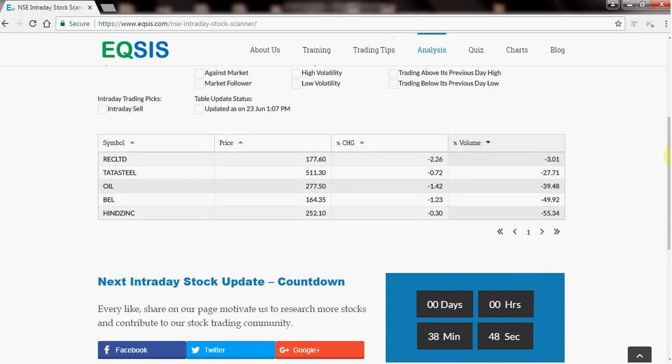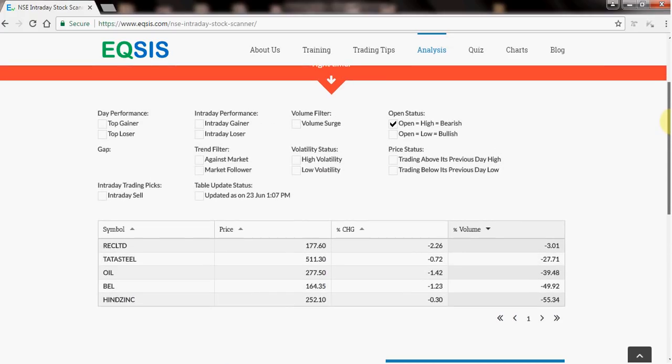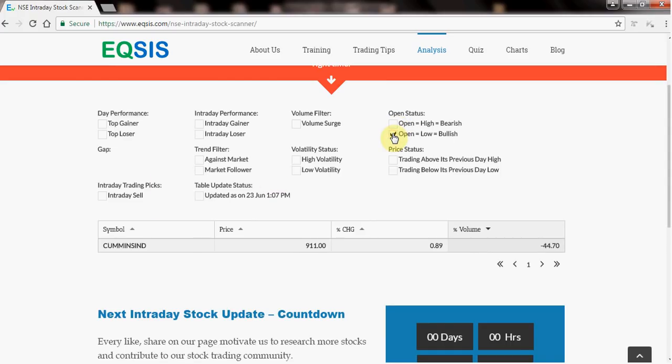RECL looks open high. Tata Steel today open high. And Oil, BEL and Hindustan Zinc, all are open high scenario stocks today. Okay, and we also see some open low stocks. Cummins India is the only stock today that formed open low. It's a kind of bullish, but today market is completely negative. So it's not wise to look at long positions, rather short positions.